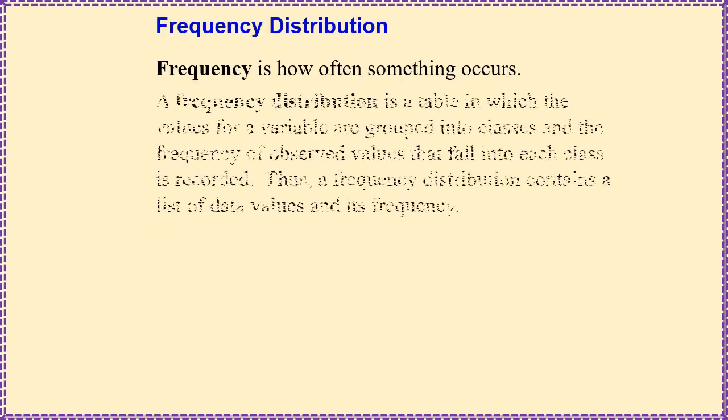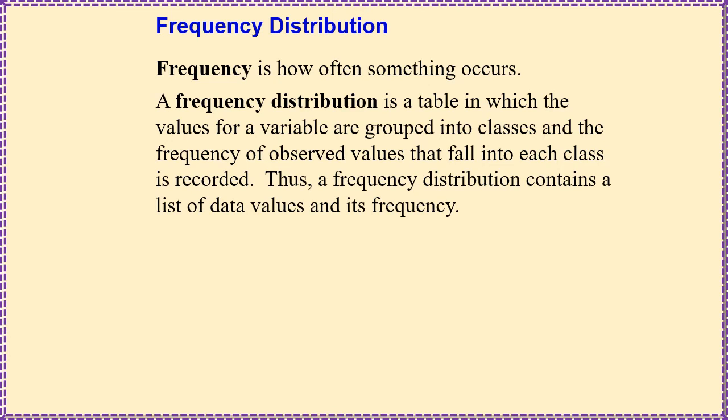Okay, frequency distribution. Frequency is how often something occurs. A frequency distribution is a table in which the values of a variable are grouped into classes and the frequency of observed values that fall into each class is recorded. Thus, a frequency distribution contains a list of data values and their frequency. Because the name is frequency distribution, it should contain frequency.